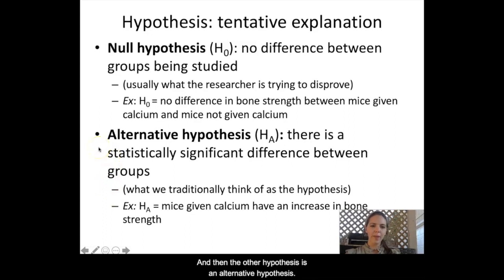And then the other hypothesis is an alternative hypothesis. This states that there is a statistically significant difference between groups. Okay, so if we go back to that example where we're studying the effects of calcium on bone strength, for that example, the alternative hypothesis would be that mice given calcium have an increase in bone strength. Okay, so this is what we traditionally think of as the hypothesis, if we just use the word hypothesis, right? This is our educated guess. It's also referred to as the alternative hypothesis.